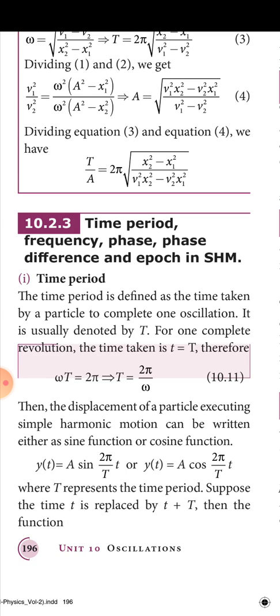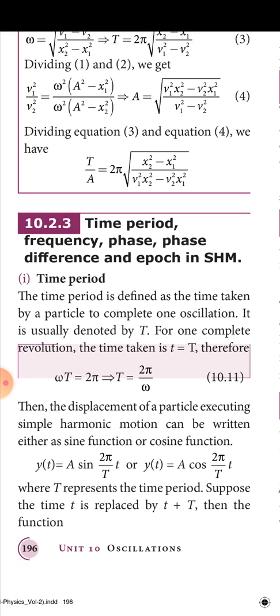So, in this session, we are going to see time period and phase difference, and the epoch. These are the topics that will be discussed in our morning session. First of all, we are going to see the topic of time period. The time period is defined as the time taken by a particle to complete one oscillation. It is usually denoted as T.